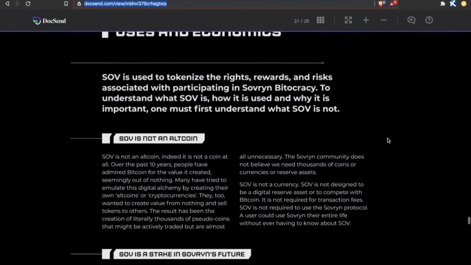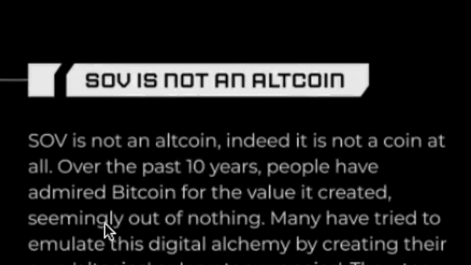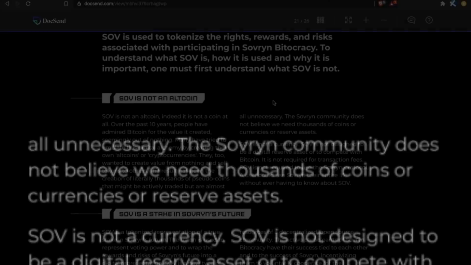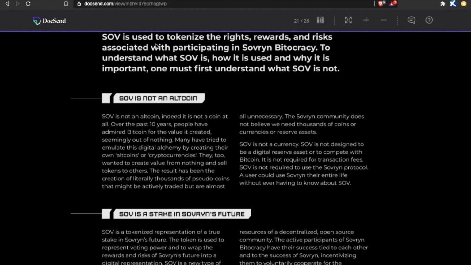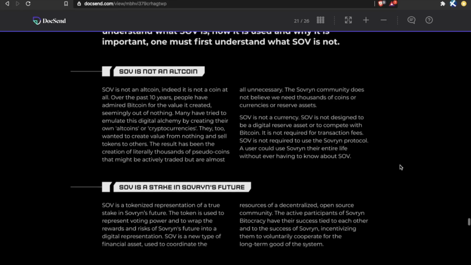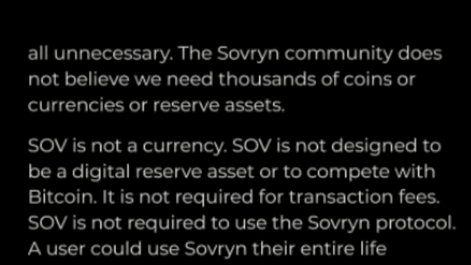And this is an interesting distinction they make about SOV. SOV is not an altcoin. Indeed, it's not a coin at all. The Sovryn community does not believe we need thousands of coins or currencies or reserve assets. Now, to me, this was slightly confusing because Sovryn is clearly listed on CoinGecko. It looks just like any other coin to me, but the distinction is in the use case. SOV is not a currency. SOV is not designed to be a digital reserve asset or compete with Bitcoin in any way, and thus it is not required for transaction fees on the Sovryn protocol.